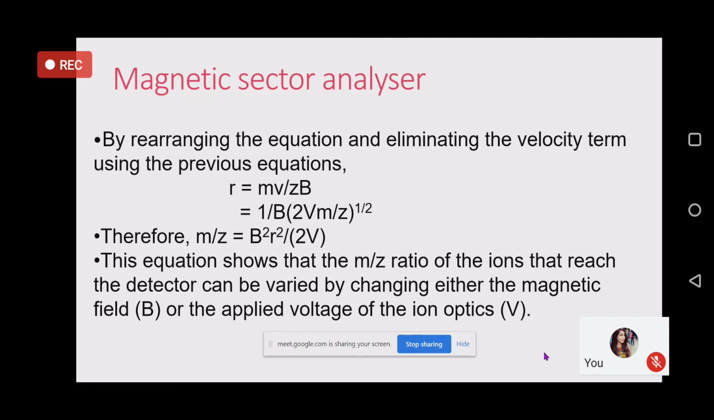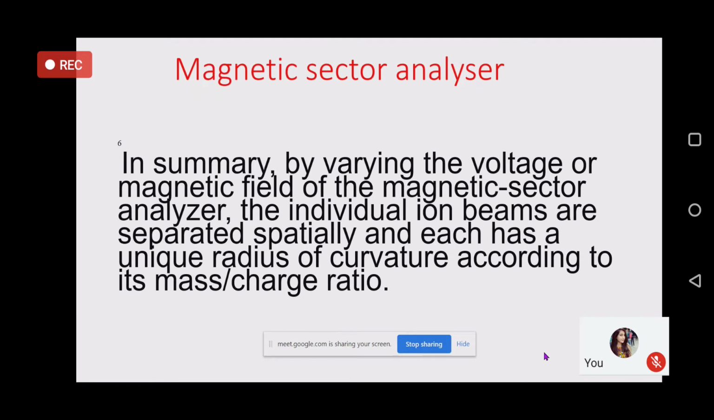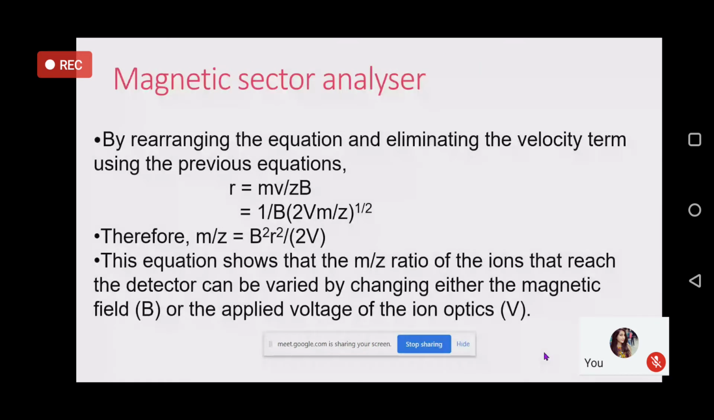When the equation is satisfied that m by z is equal to B square r square upon 2V, r square is going to be fixed, it is going to be constant for a given instrument. So you can make different m by z values reach the electrode by either changing the magnetic field or changing the electric field. And that also I explained to you yesterday, that it is easier to change the electric field as compared to the changes in the magnetic field, because magnetic field is operating over larger distances.